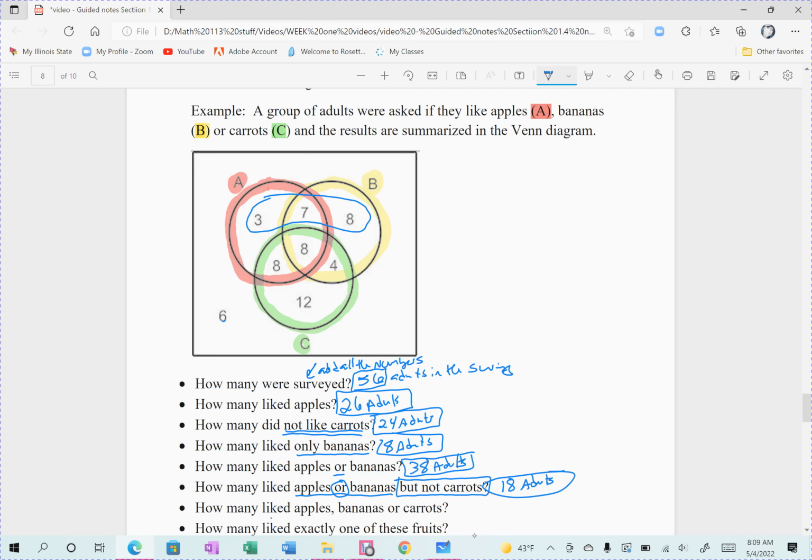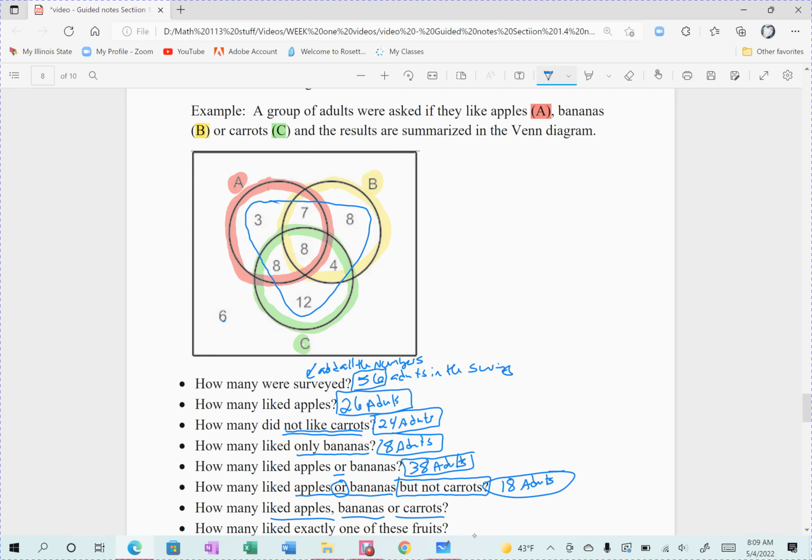All right, how many liked apples, bananas, or carrots? We liked one of the things that we were asked, and so that would be everybody. There's actually 2 ways to do this one. Technically, it's everybody in the 3 circles, so you could add up all of these people. That would be everybody.